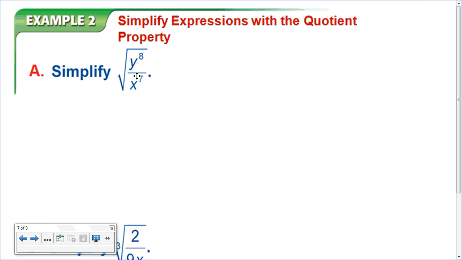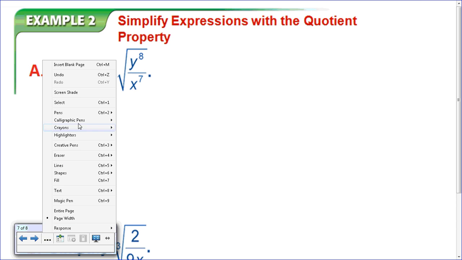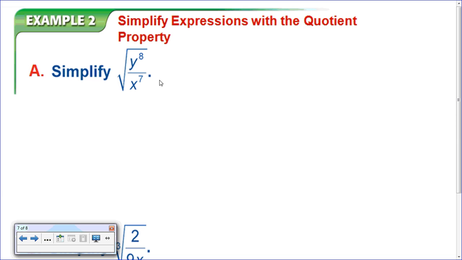Okay, our first one. Step 1, I want to break this apart. So let's break this into 2. The square root of y to the 8th over the square root of x to the 7th. Now obviously, this is a 7. I'm doing a square root, so I'm going to have some stuff left over inside the radical. To keep this from happening, I'm going to use a trick here in which I multiply by 1.